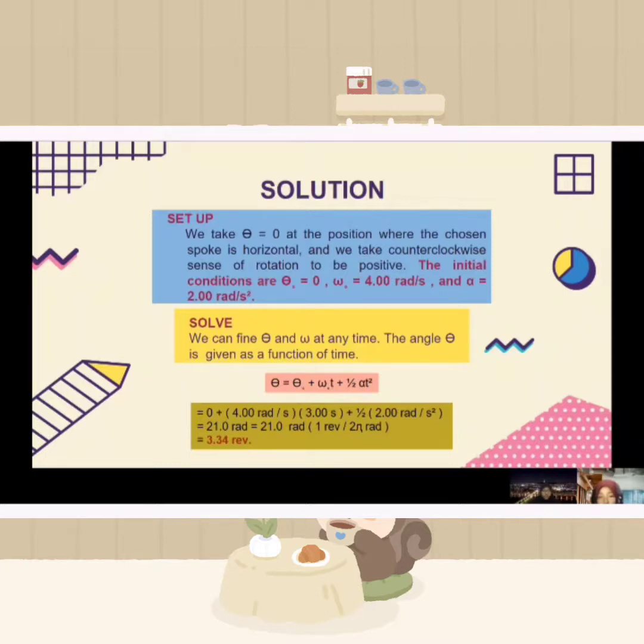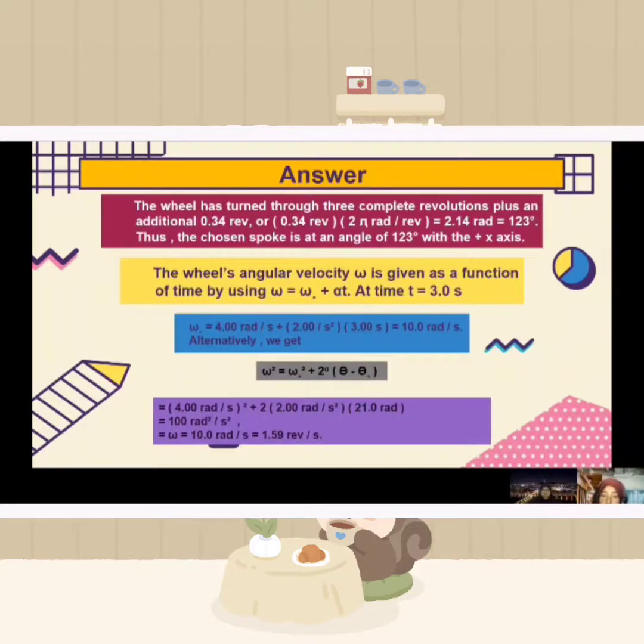Answer: the wheel has turned through 3 complete revolutions plus an additional 0.34 revolution, or 0.34 times 2 pi radian, equal to 2.14 radian, equal to 123 degrees. The chosen spoke is at an angle of 123 degrees with the positive x axis.